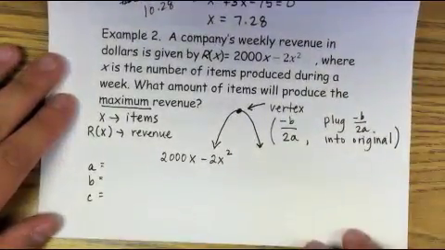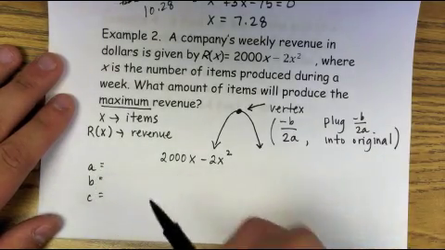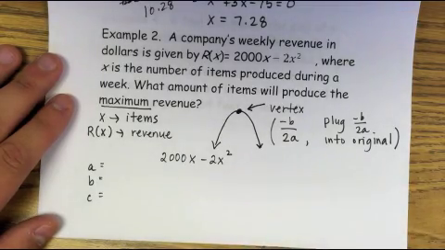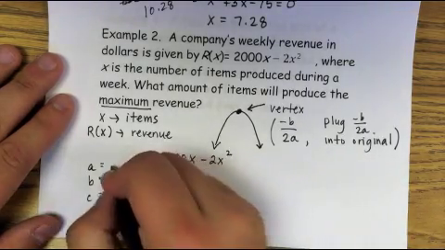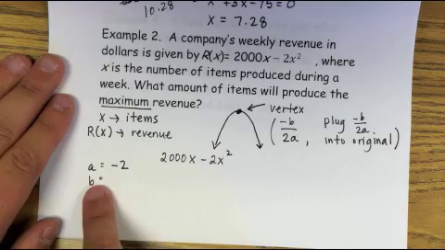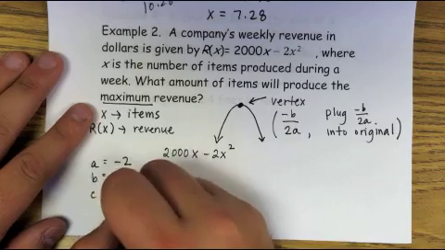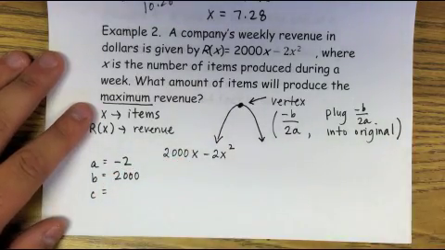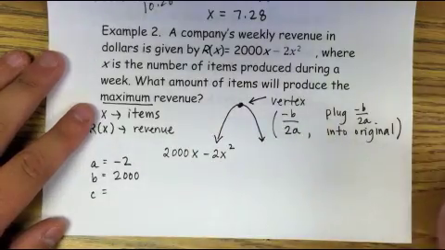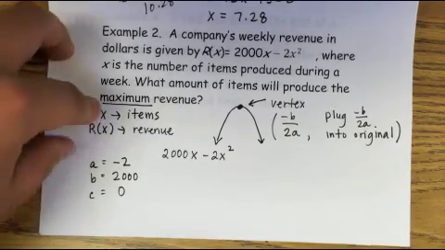So what is a here? Did you say 2,000? No. Careful. Remember, a is always the number that's in front of the x squared. So in this case, it's negative 2. b is always the term that has just a plain old x hooked onto it. So in this case, it's going to be 2,000. And c, do you have just a plain old number, a constant? No, that's 0, which is irrelevant anyway for our formula.